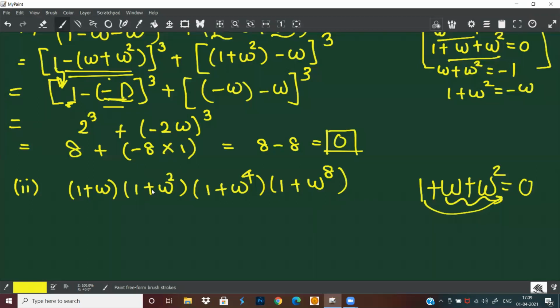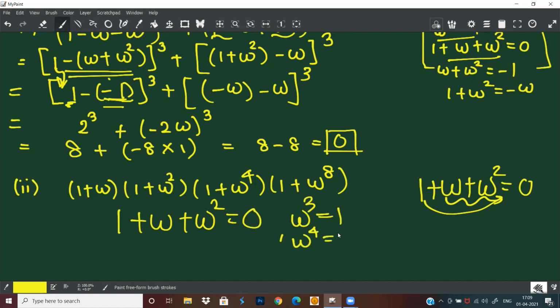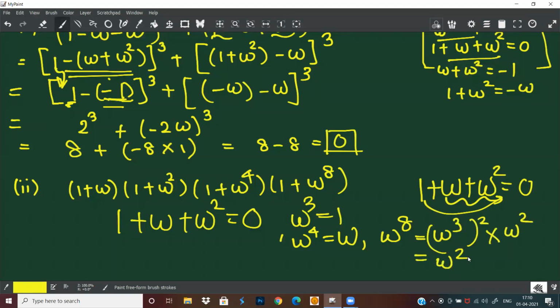You all got this? 1 plus omega square and all? See, simple. 1 plus omega square is 0. Then you have omega cube is 1. Then omega raised to 4 is omega cube into omega. That we have seen. Correct? And what is omega raised to 8? Omega cube whole square into omega square. So 1 cube, this is omega square. So this is what I have used. I mean, this is what you should be using.